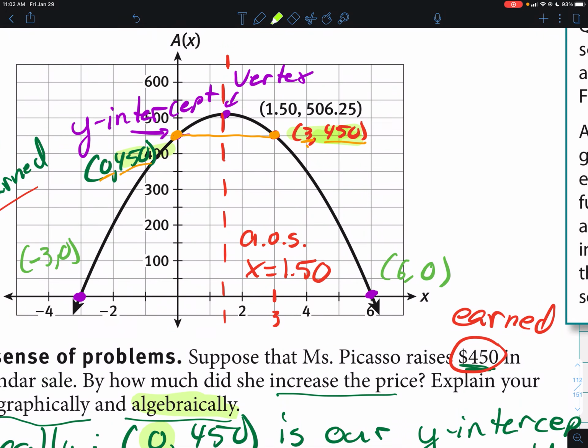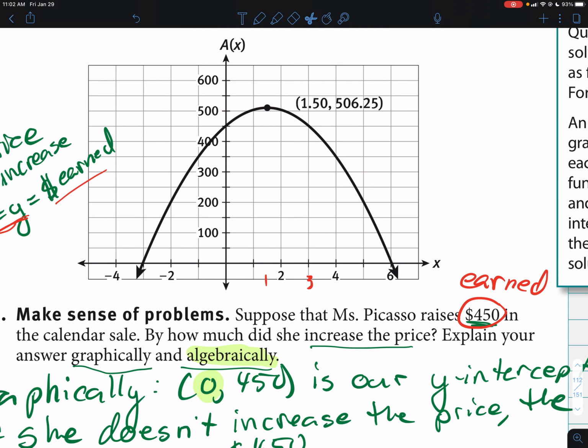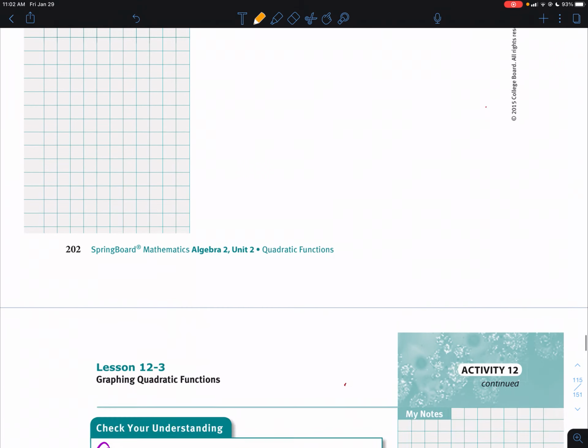So up here, and I'm going to erase this stuff for now because it's just cluttering up my screen. The most they can raise is 506 because our vertex is the highest point. It's our maximum. So since our vertex does not go past 506, then graphically it's not possible for her to earn $600 because there are no points on the graph that have 600 as their y. So it's not possible since the vertex is a max at 506.